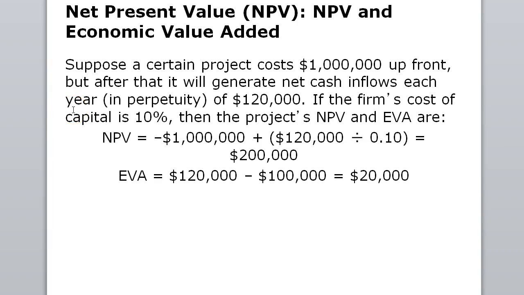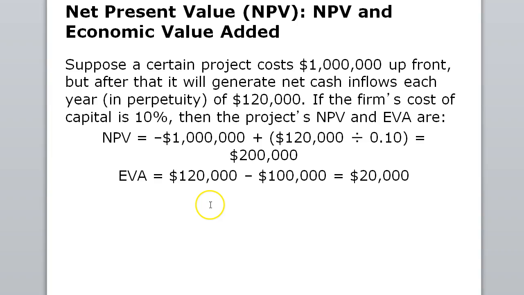So here's an example. Suppose a certain project costs $1 million up front, but after that it will generate a net cash flow, in years of a perpetuity, which means forever, of $120,000. The firm's cost of capital is 10%. So the projected net present value, or EVA, would work out like this. The project costs $1 million to start. We calculate the value of the perpetuity, so the net present value would be $200,000.